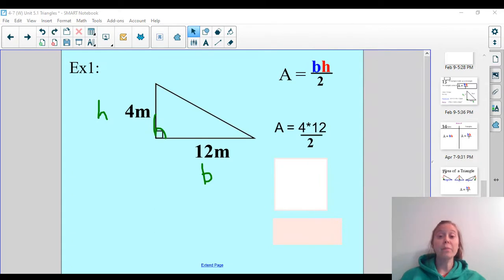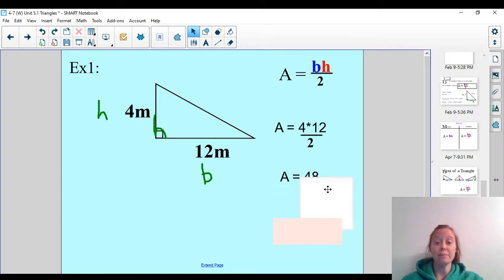Okay, so the formula is going to be our base times our height divided by 2. So 4 times 12 divided by 2 is what you should have had. When we calculate that, we are going to go 4 times 12 first, which gives us 48. And then we have to divide that by 2. So 48 divided by 2 is going to give us 24 meters squared.